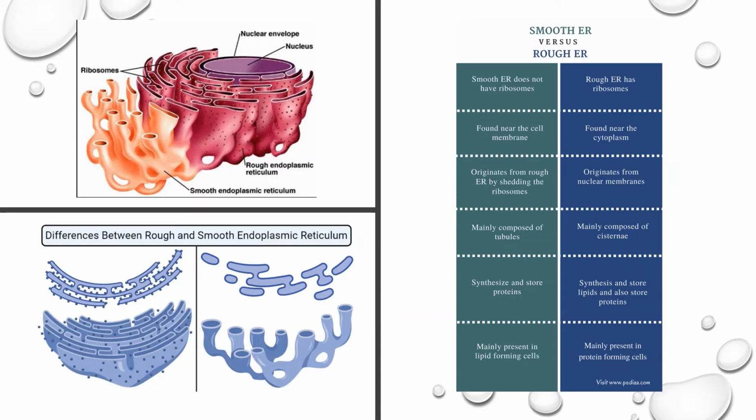Looking on the right side, that pictures some more differences. The smooth ER synthesizes and stores lipids, while the rough ER synthesizes and stores proteins. Smooth ER is mainly present in lipid-forming cells, and rough ER is mainly present in protein-forming cells. So they have very similar functions, but with some distinct differences between the two.